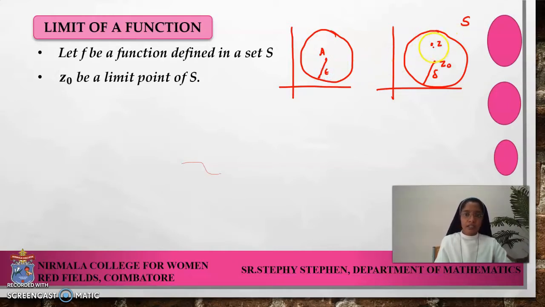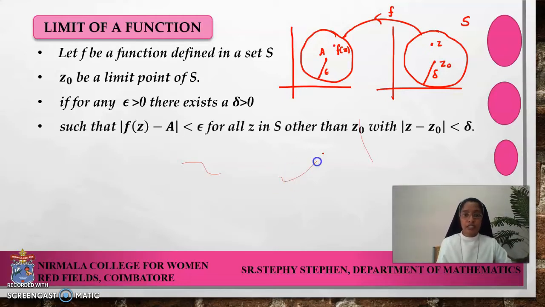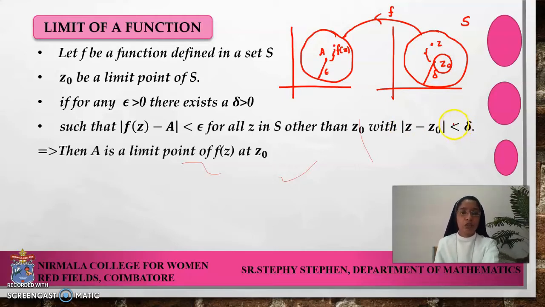Now consider another point z in S, and we define a function from S. So here let me take the function value to be f of z, as we already know. Now what happens here is, if for any epsilon greater than 0, there exists a delta greater than 0 such that the modulus of the difference between f of z and A is less than epsilon for all values of z that we consider in the domain set other than the point z0, with the condition that the modulus of the difference between z and z0 is less than delta. In that case, we say that A is the limit of f of z at z0, or we can represent it in simple terms as limit z tends to z0 of f of z is equal to A. So this is the definition for limit of a function.